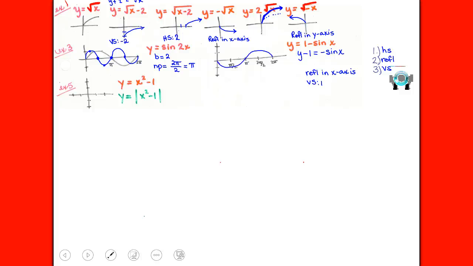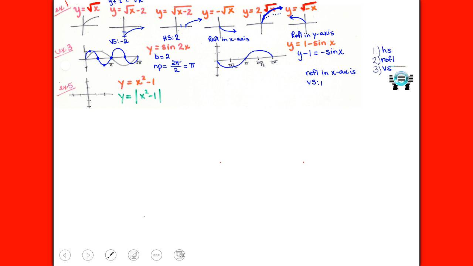So following that order, let's take our regular sine curve and reflect it in the x-axis first. So that would give us this blue graph. And then we're going to vertically shift that. So we're just going to bump it up 1.